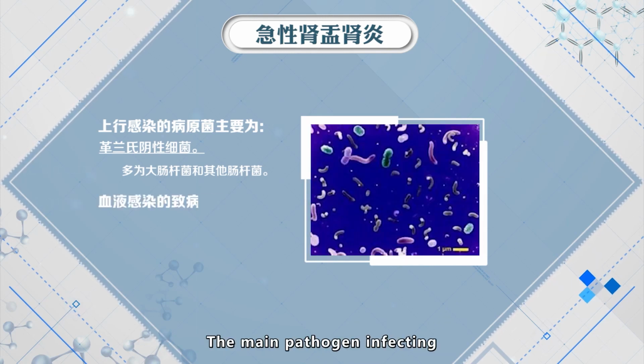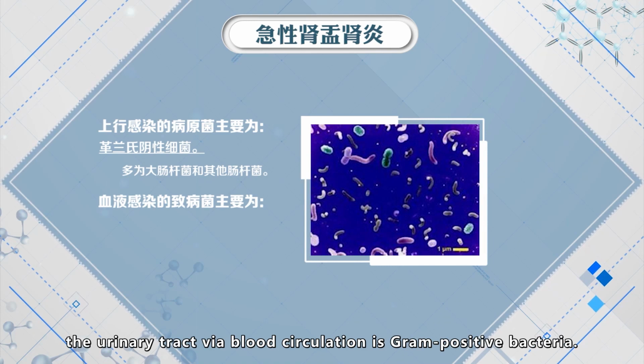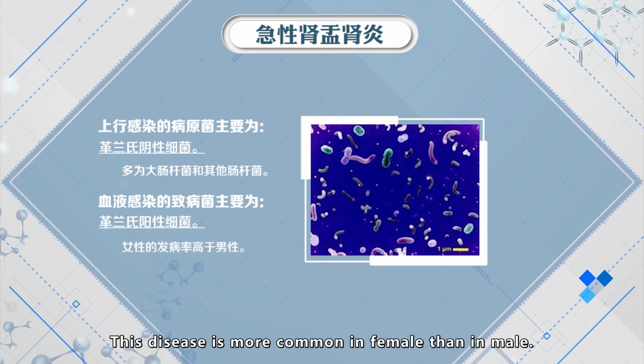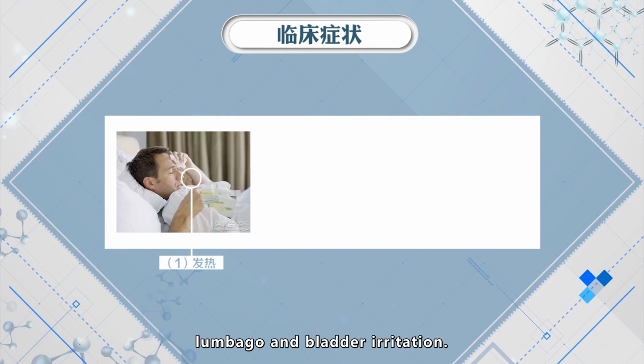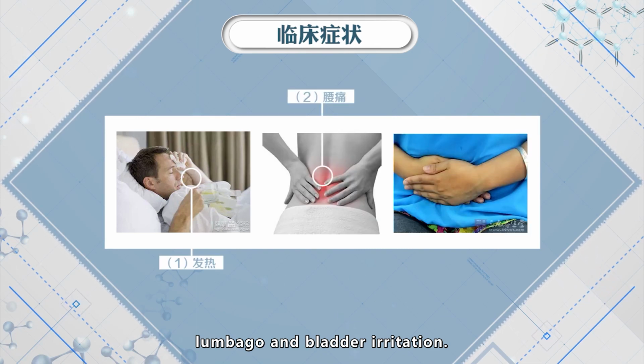The main pathogens infecting the urinary tract via blood circulation are gram-positive bacteria. This disease is more common in females than in males. Acute pyelonephritis is mostly manifested by fever, lumbago, and bladder irritation.